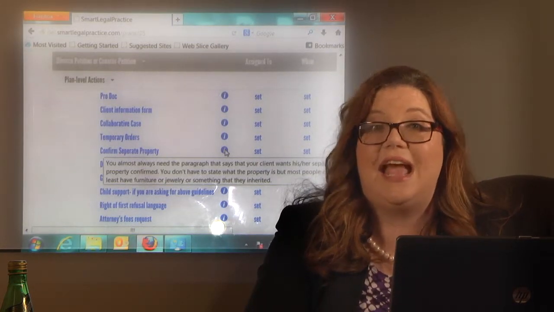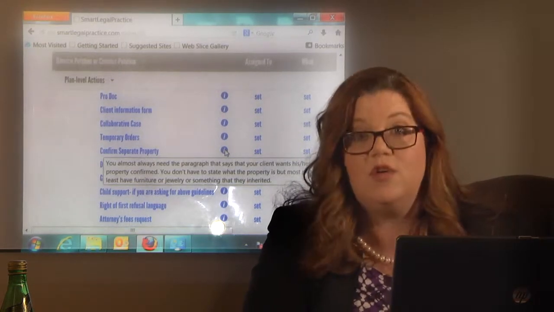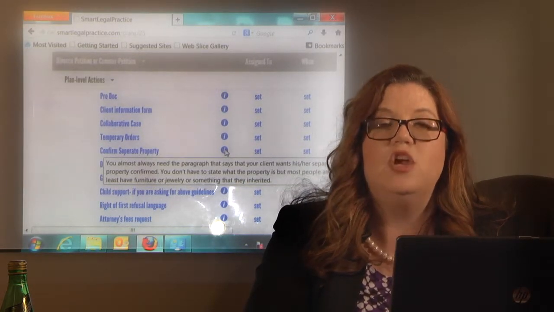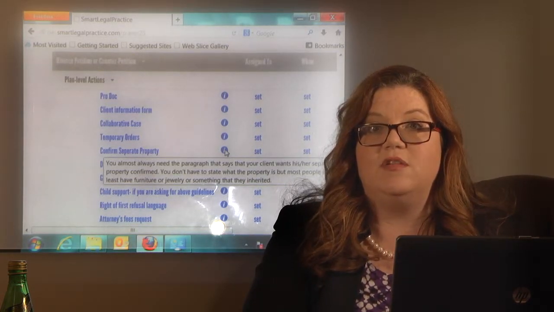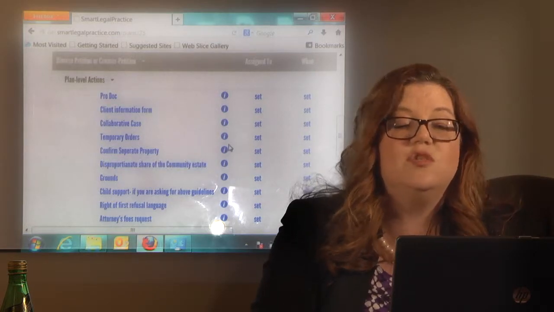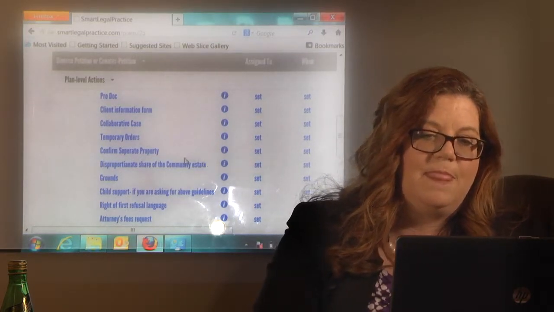You don't even have to plead specifically what it is at this level. In the decree you will, but in the initial pleading, all you have to say is, we ask the court to confirm separate property. You don't even have to state what you allege it is, because you might not know yet. You might have to do some tracing and things like that.